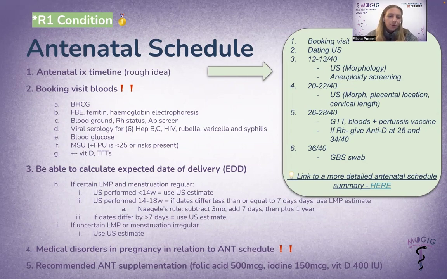And finally, I've popped this here. It's not really high yield, but antenatal supplementation, what things are recommended. Three things to remember: folic acid 500 micrograms, iodine 150 micrograms, and vitamin D 400 international units. So that's your antenatal schedule, five things that I think are the key things to remember.